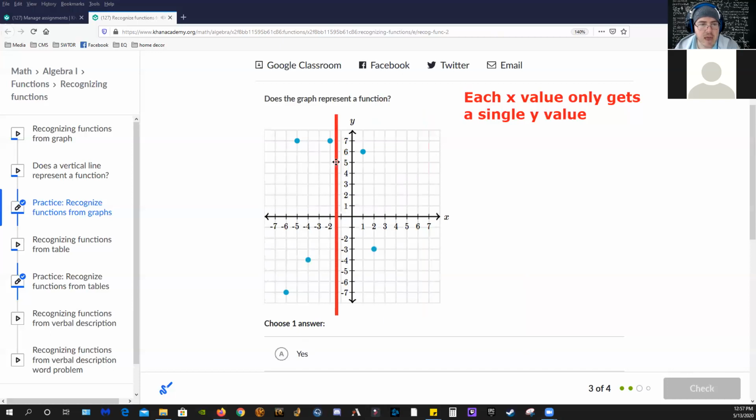So this one, do any of these dots line up with one another? Nope. None of them line up with each other. So this is a function. They passed the test.